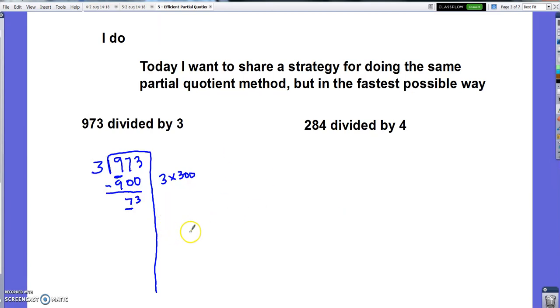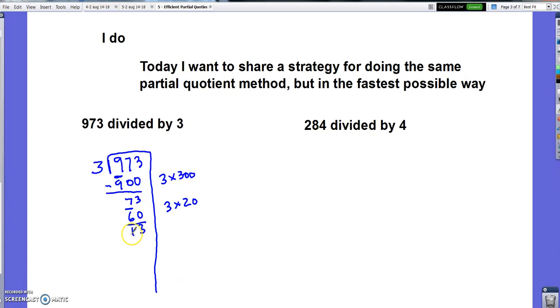I could do 3 times 10 is 30. I can do 3 times 20 is 60. 3 times 30 is too much. So the most I can possibly make is 3 times 20 to clear out as many 10s as I can. 3 times 20 is 60. That leaves me with 13. And now that's pretty easy.